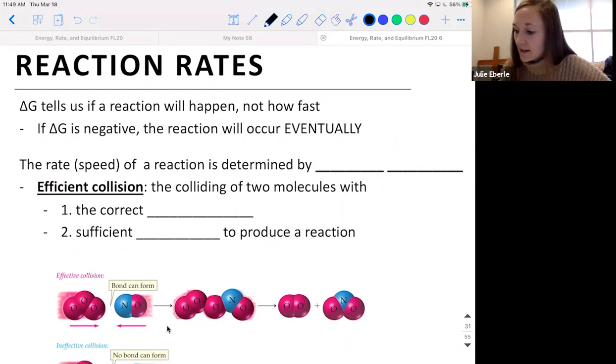All right, rates. Here's the beautiful part. Delta G tells us if a reaction will happen, but it doesn't tell us anything about how fast. So I want to think about the human body for a second. When you eat a meal, how soon do you get hungry again?